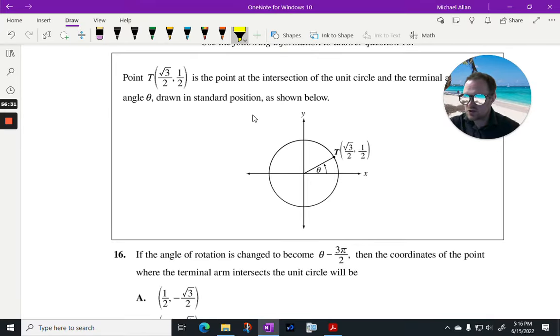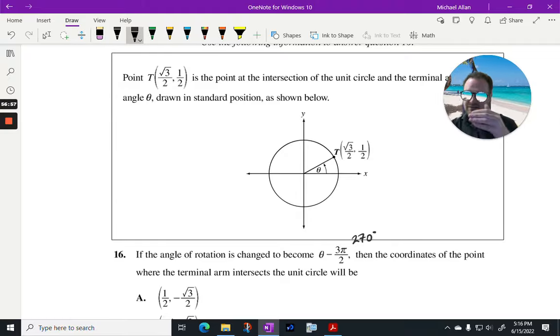The additionals change. So here it looks like they're minuses. They want to know what happens to this point if you minus 270 degrees from it, or 3 pi over 2, which is about 270 degrees. So what if I do this to this angle? 270 degrees, right?